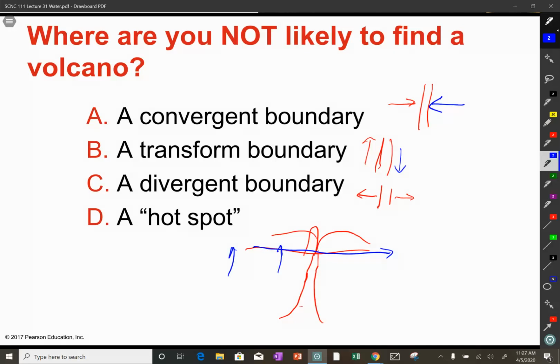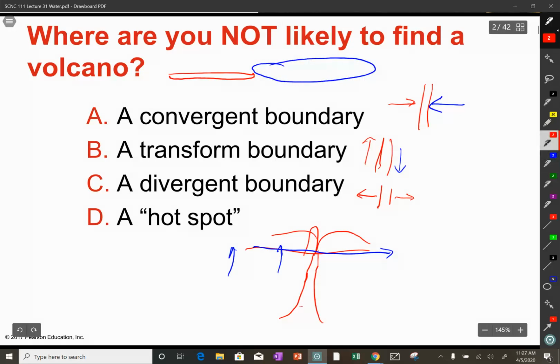So the question, where are you not likely to find a volcano? Convergent boundary, when you have two plates that come together. So here's my dense ocean plate, and here's my less dense continental plate. Then the ocean plate is going to subduct underneath, and you have grinding that melts rock, and that melted rock floats up and creates volcanoes. So convergent boundaries, volcanoes. Divergent boundaries, notice I skipped the right answer. Divergent boundaries, you have the plates pull apart, and then magma comes up between where they pulled apart.